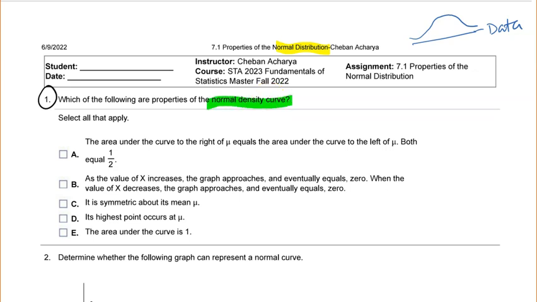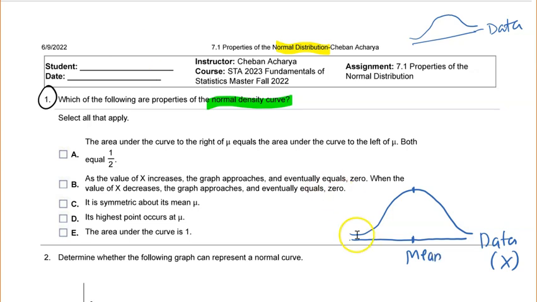Here, normal density curve. What is that? In the normal distribution, your graph looks like this. Here's the data. We call the data x here, and the curve is bell-shaped. This point is the maximum, and this point corresponds to the mean. That is the curve here, where the data is on the horizontal line. The name of the curve is normal density curve.